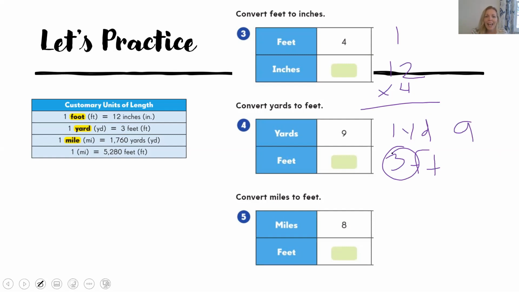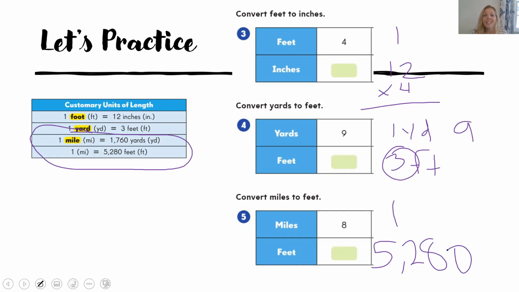And then again, 8 miles going to feet, that means I'm going here. Oh, this is a little bit trickier. 1 mile is equal to 5,280 feet. So then what do you do to solve for 8 miles? Any ideas? Anyone? 8 times 5,280 should give you the answer to solve for that.